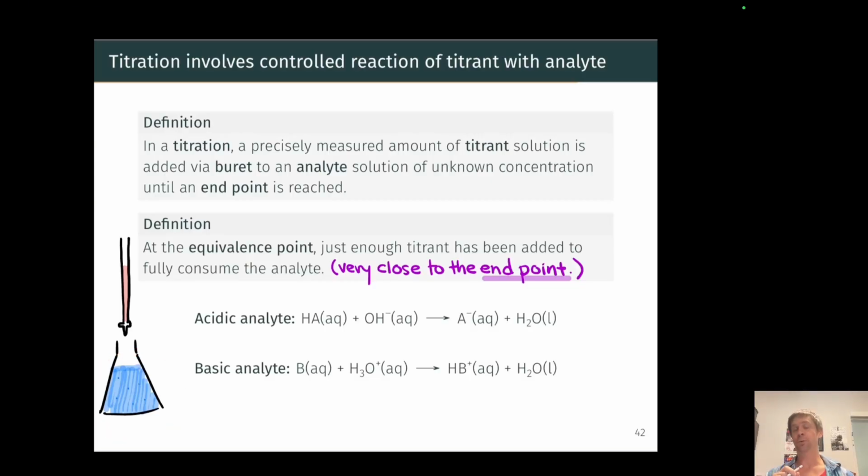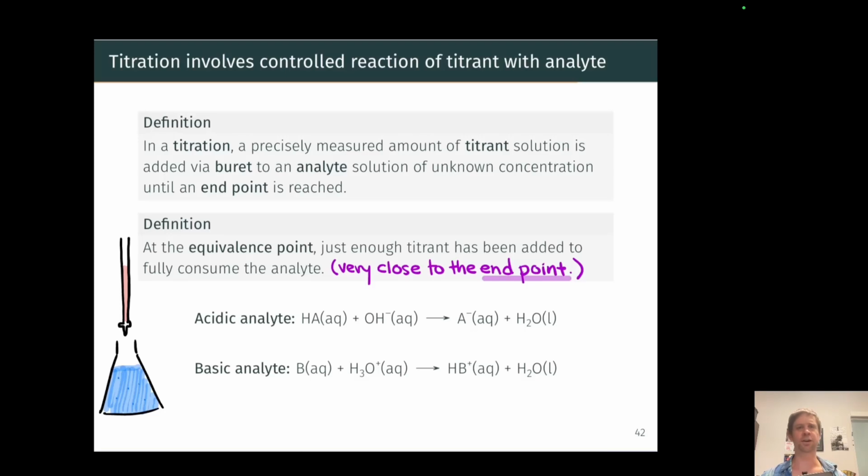The endpoint is empirically where we observe the reaction to be over. That's not exactly the theoretical end of the reaction. The theoretical end of the reaction is known as the equivalence point, that point where we've added just enough of the titrant solution to fully use up the analyte. And in a good titration, the empirically observed endpoint and the theoretical equivalence point will be very close to one another. Titration is most often done with acids and bases.